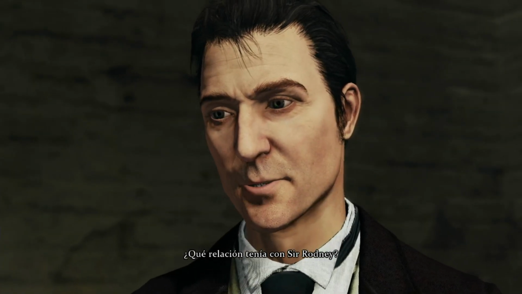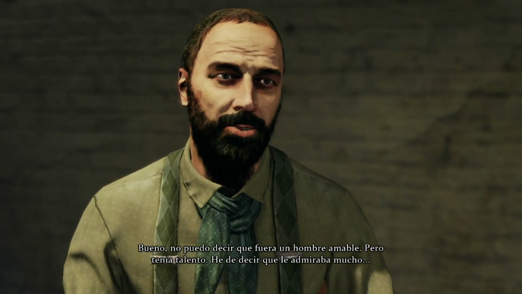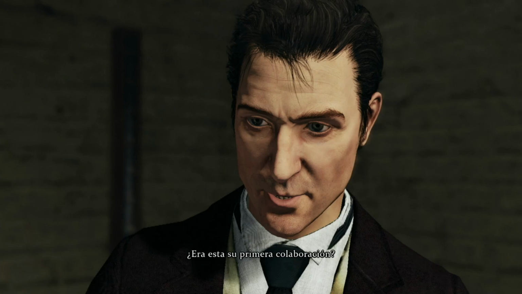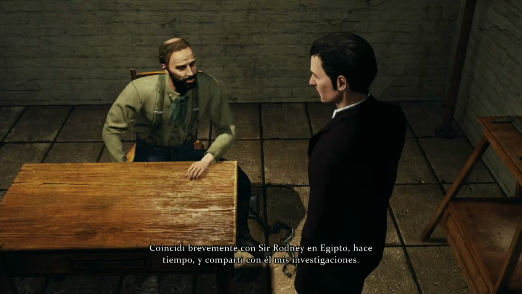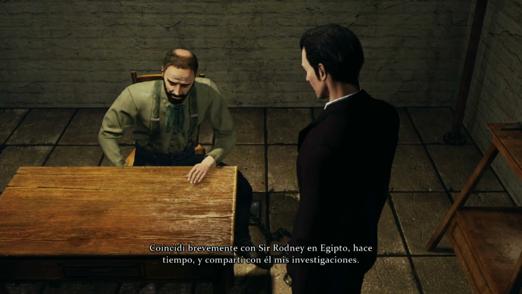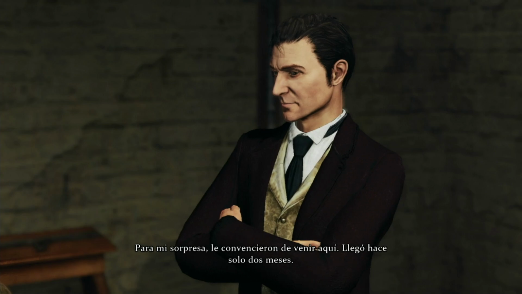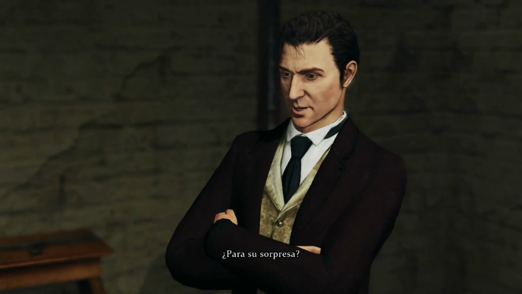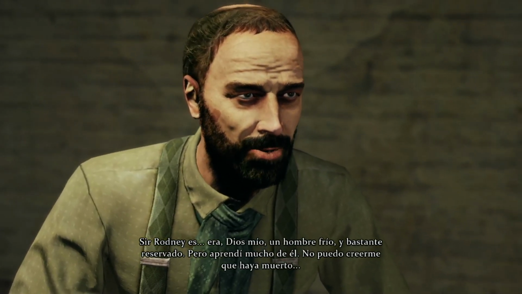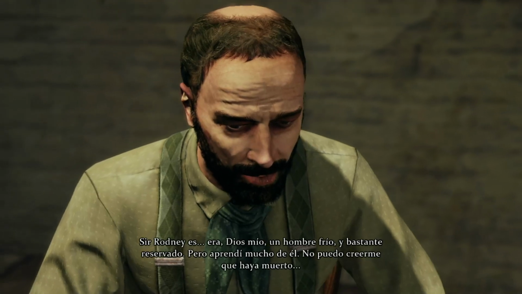What was your relationship with Sir Rodney? Well, I couldn't say that he was a kind man, no, but he was talented. I felt a great admiration for him, I must say. Was it your first collaboration? I had met Sir Rodney briefly once in Egypt, and I'd shared my researches with him. Surprisingly, my work did convince him to come here. He arrived only a couple of months ago. Surprisingly? Well, Sir Rodney was a cold man, and so very secretive too. But I learned so much from him. I can't believe that he's dead.